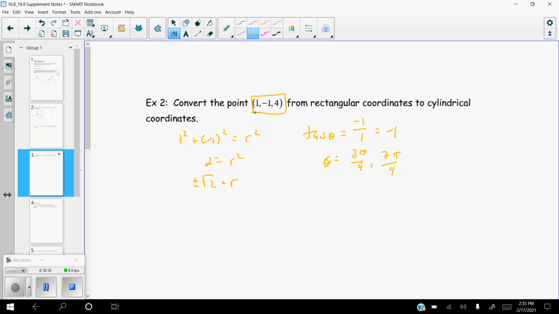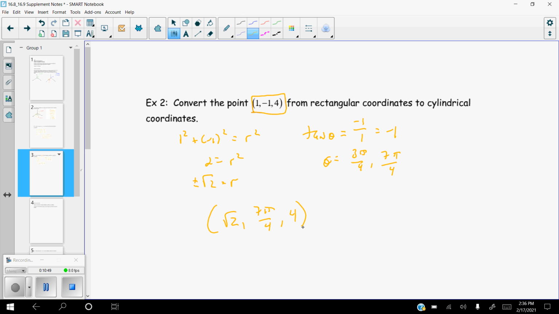The original point, given the fact that it's 1, negative 1, 4, if you do a 2-dimensional projection of this, would be in what would normally be considered the 4th quadrant, because you'd go right 1 and then down 1. So that means that the 7 pi over 4 is actually going to be the one that goes with your positive radius of square root of 2. So square root of 2, 7 pi fourths, there's r, theta, and then z is just z.